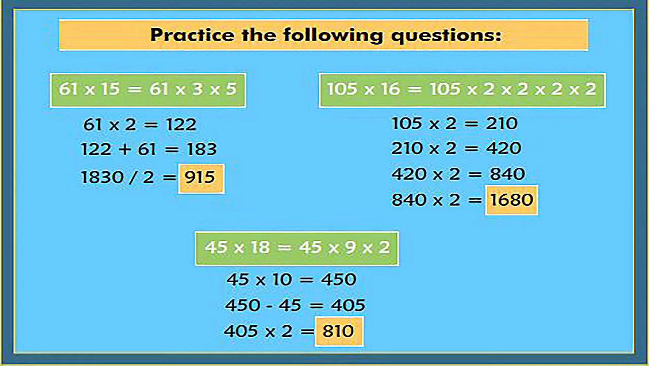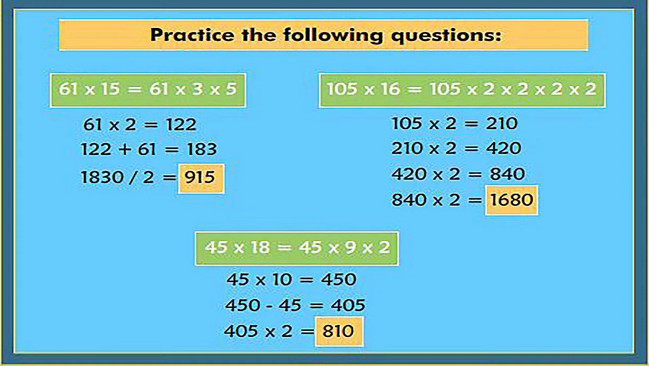The first example here works like this. 61 times 3 will be 122 plus 61 equals 183. To multiply by 5, take half of 1,830. The answer is 915. The second example is simply doubling 4 times. 210, 420, 840, 1,680. Easy?